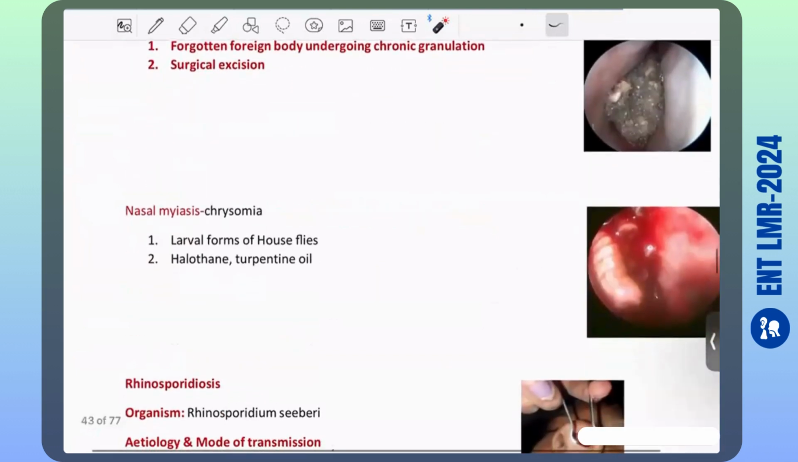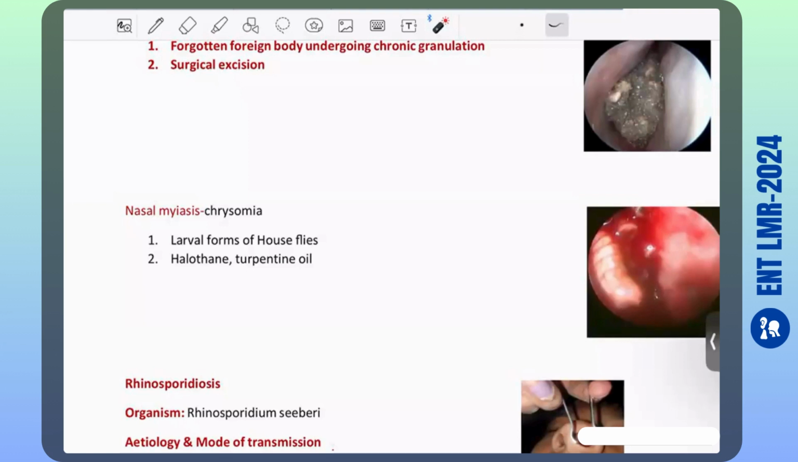So chronic unhygienic nose due to some debilitating pathology. The patient is having a stroke, unhygienic nose. In those patients, the housefly will lay eggs. That housefly eggs will hatch to form the larva. That larva will become a worm. That worm is nasal myiasis. The housefly species name is Chrysomia. So unhygienic nose getting colonized by worms. Worms inside the nose is nasal myiasis.